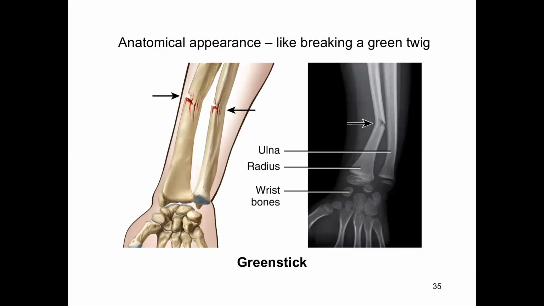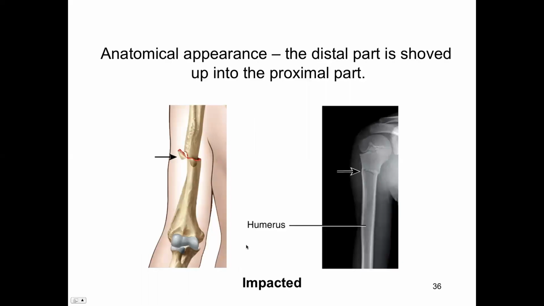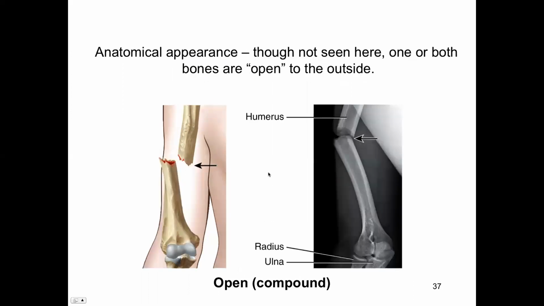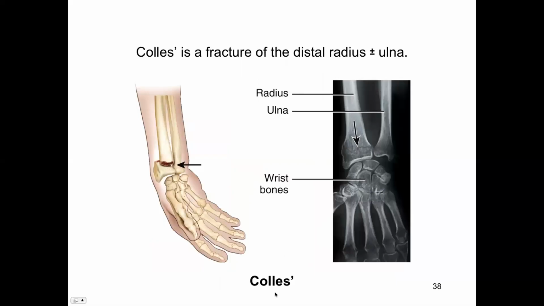So here, these are the ones I really like. So green stick, you can see it's like the breaking of a twig, just so that you learn some. And then the impacted, right? So the distal part is shoved into the proximal part. And then I know these look pretty horrendous. So open, so part of the bone has broken the skin. So open or compound.